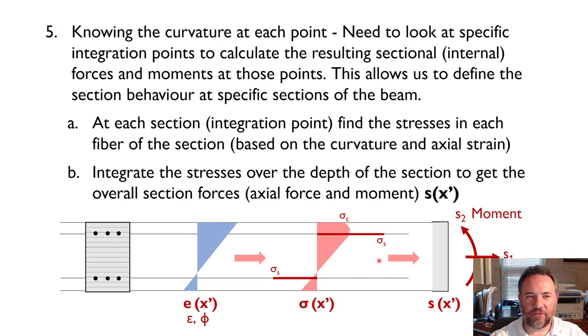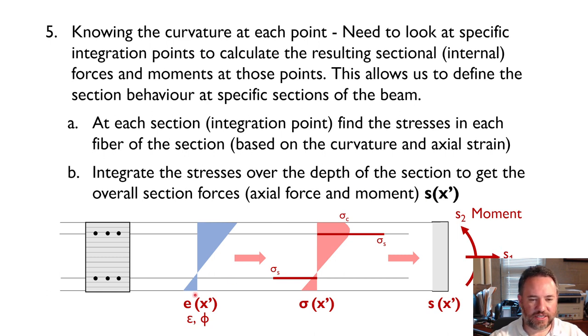Okay, so now that I know the curvature and I know the axial strain, I go to each integration point in turn and I can calculate the resulting sectional forces from the strain and the curvature. This is like what we do when we do concrete beam design, right? And then that allows us to get the total section behavior. So at a section, I find the stresses at each fiber, and then I integrate the stresses to get the overall moment and axial force at that section.